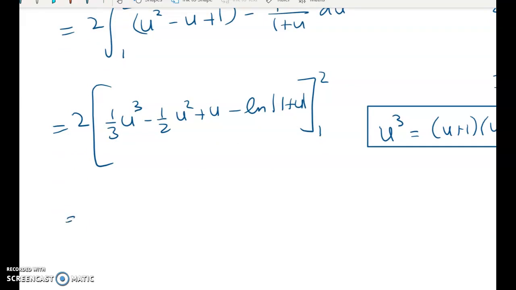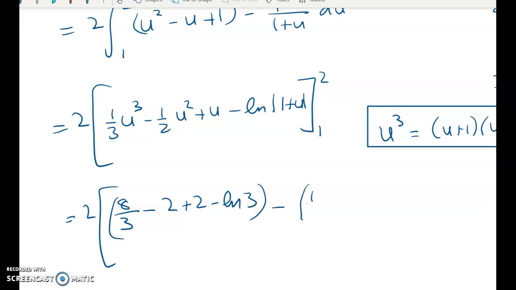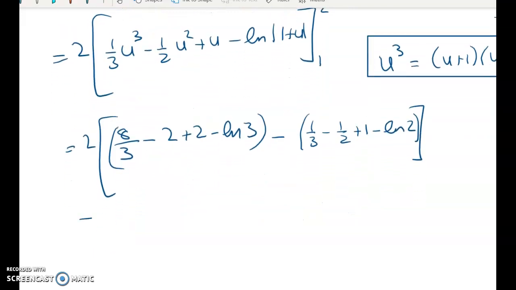So when I put all those values in, what I was really hoping was that I'd get a number very close to my trapezium rule, because the trapezium rule is probably going to be a pretty decent approximation here. So substituting in 2, we get 2 cubed 8, 8/3 minus 1/2 of 4, which is 2, plus 2 minus the natural log of 3, minus 1/3 minus 1/2 plus 1 minus the log of 2. And when you work all of that through, happily, we get 2.855. So how cool is that?